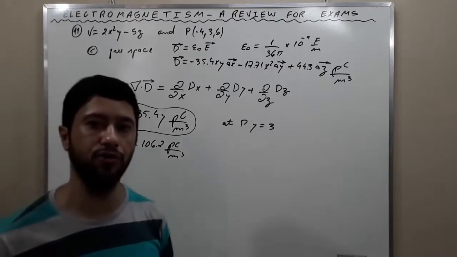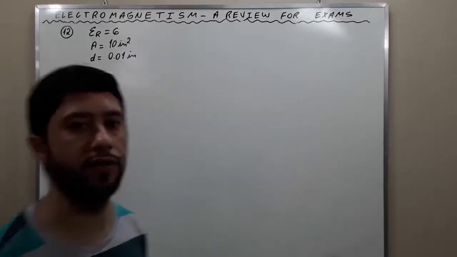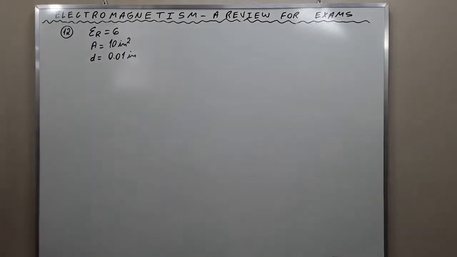Let's go to exercise 12 now. Exercise 12: calculate the capacitance of a parallel plate capacitor having a mica dielectric of relative permittivity of 6, a plate area of 10 square inches, and a separation of 0.01 inches. This is the exercise, a very simple one, and we are going to exercise how to convert from inches to meters, okay? And the exercise goes like this.